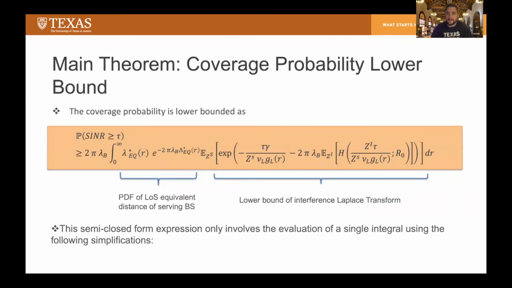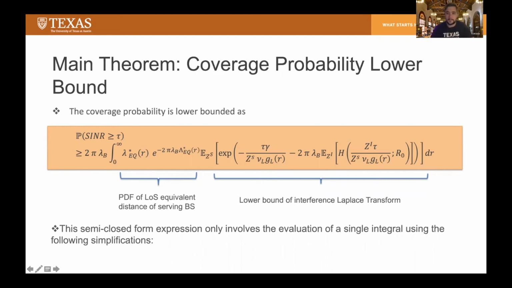There's a lot of notation here, but this is the main result of our work. It's a lower bound for the coverage probability. Unfortunately, I don't have time to go into the derivation, but there are a few tricks we use to get this lower bound. First, we homogenize the base station process into a process that can be treated as if all the base stations are line of sight. This simplifies the path loss expressions in the SINR model.